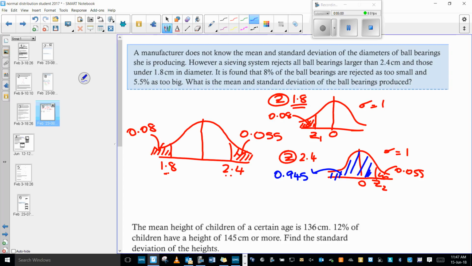If you are not good at doing 1 subtract 0.055 in your head, please put it in the calculator. Don't make a silly mistake. You could have thought back into percentages, so 100 take away 5.5 might have been easier, 94.5, and then you could have changed that. Either way, that's how we would do it. So now we're going to try and find our two z-scores.